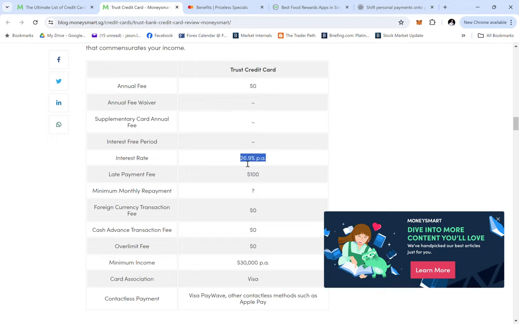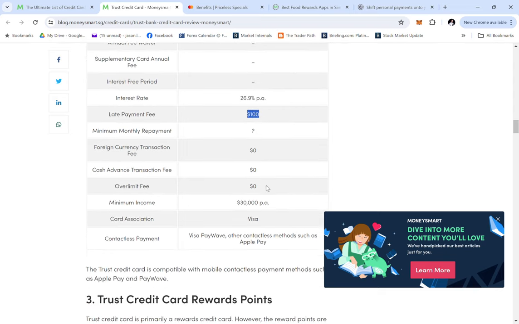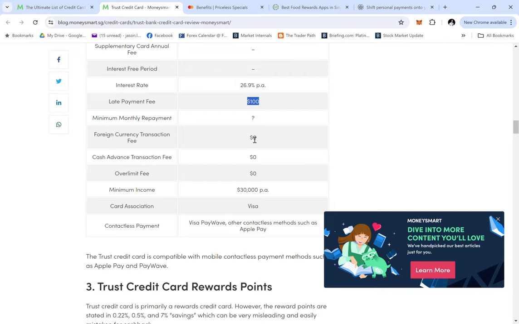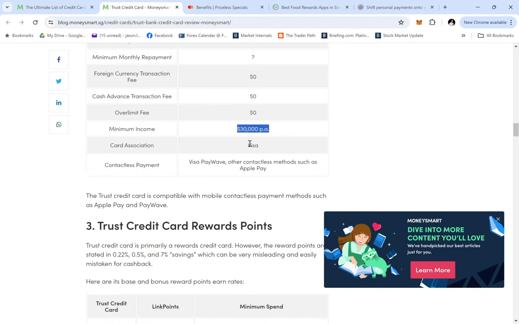Interest rate is 26.9%, late payment fee is $100. The rest of it, not bad. Foreign currency transaction fee, zero. Wow, amazing. Cash advance fee, $0 as well. So for a minimum income of $30,000, I would say this card is actually not bad.